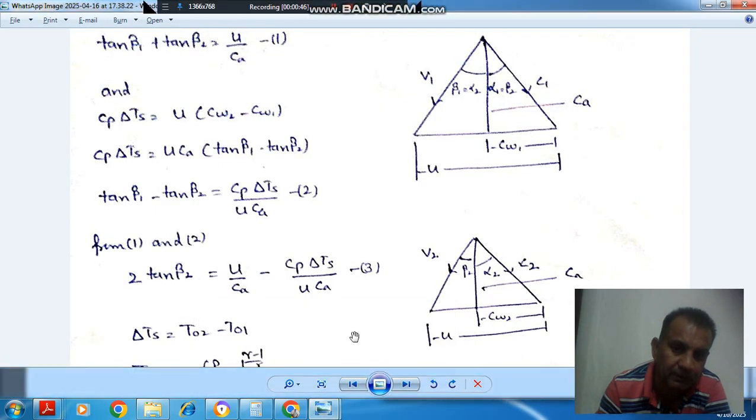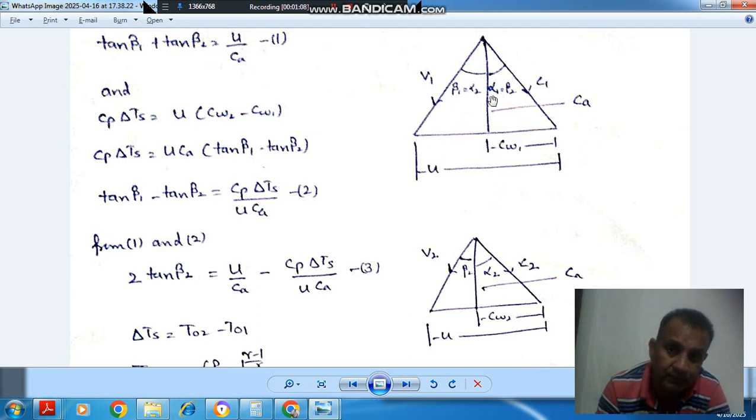So for a 50% degree of reaction axial flow compressor, the velocity diagram is like that. This is your absolute velocity at inlet. This is one component, the axial component. This is the air angle, this is the blade angle. This is the relative velocity, and this is your blade velocity. So this is the inlet velocity diagram.